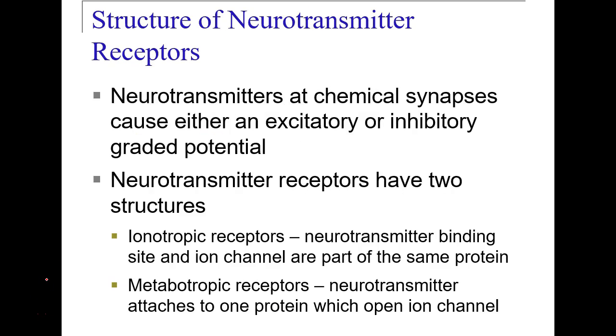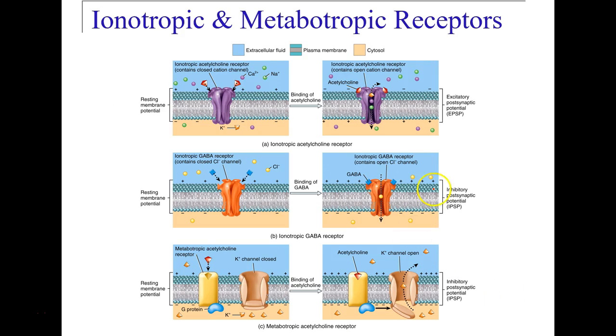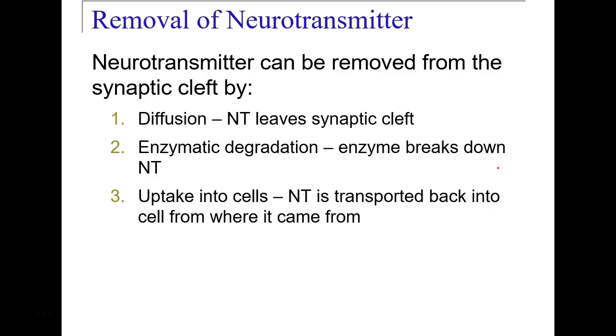So neurotransmitters acting as the chemical messengers at the chemical synapses will cause either an excitatory or inhibitory response. The receptors have two structures, either ionotropic or metabotropic. If the neurotransmitter's binding site and ion channel are part of the same protein, it will be ionotropic. Metabotropic, the neurotransmitter attaches to one protein which opens ion channels. So here's a lovely picture of those.